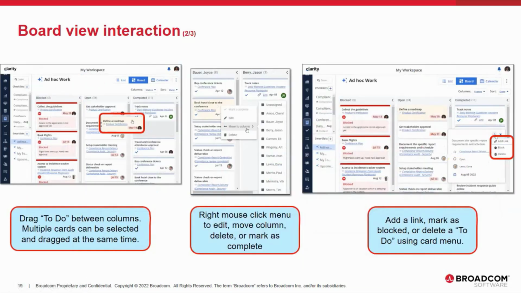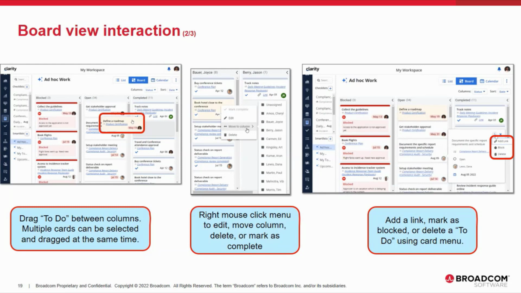If I want to change the status of my to-do or change the owner of my to-do, I can do so by even dragging and dropping a to-do from one column to another. In this example, I am moving my to-do from open to completed by just dragging and dropping it. And that's because my column is set to be based on status. If I change this to be by owner, then I can drag and drop the to-do from one column to another, which will then result in changing the owner of that specific to-do.